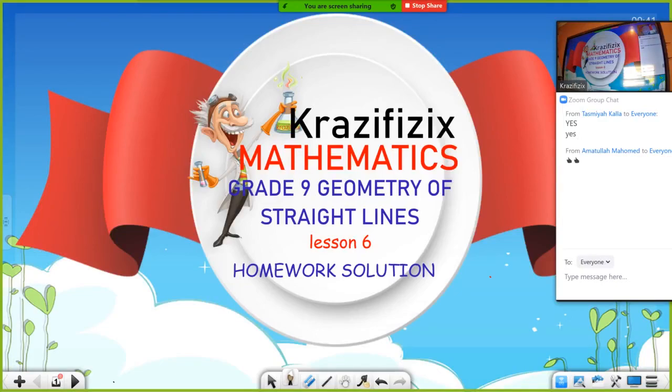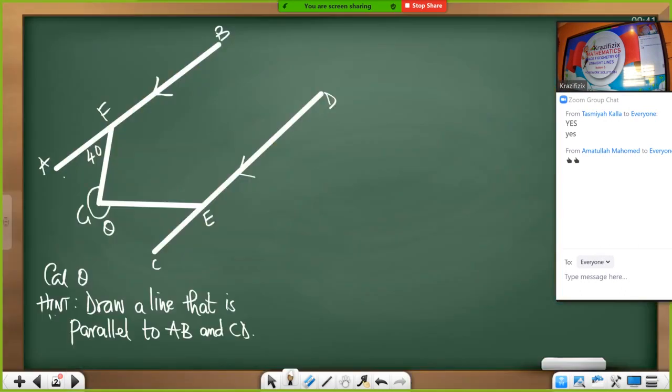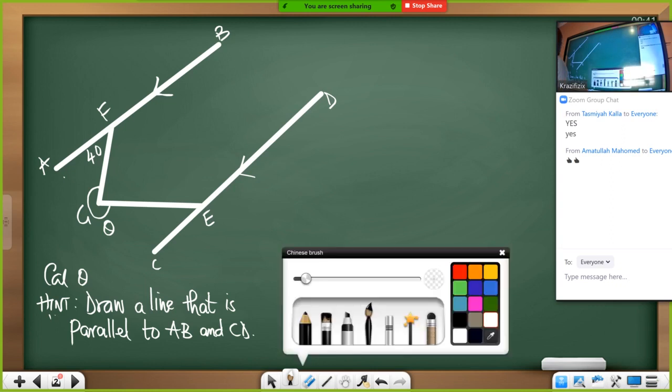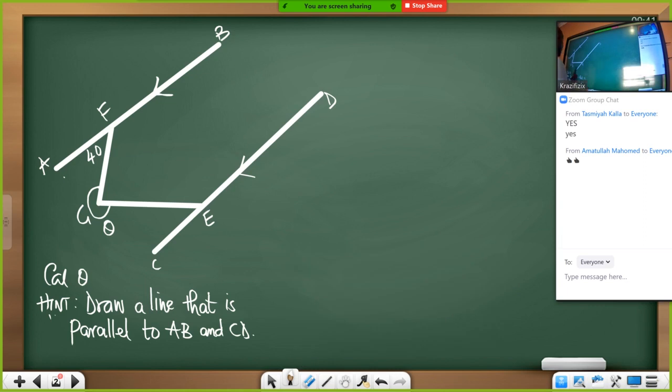All right, so this morning we're going to look at the solutions to the questions we had the last time. These questions are a bit challenging, I'm sure. So we have this one, which is the first question. It says that we should calculate that angle theta there. But to calculate, there's a hint here.